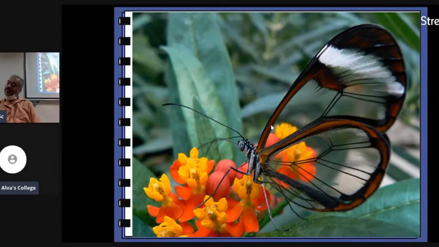Karthik Salihital has another question: whether shape and size of butterfly scales are the same in all species or are they different? They are totally different. Vanita has a question: are all insects cold blooded?